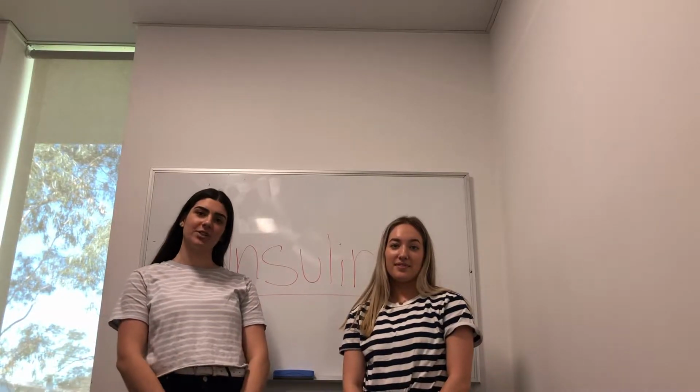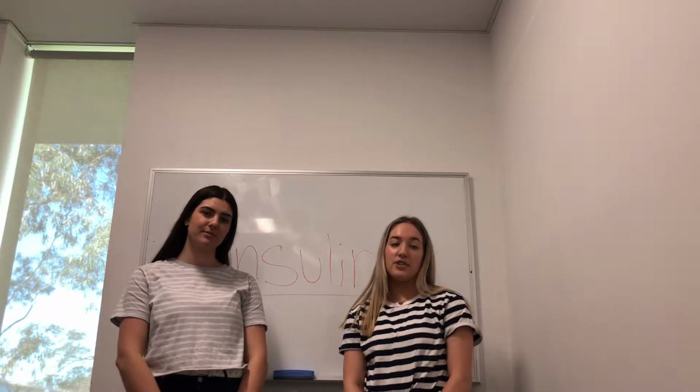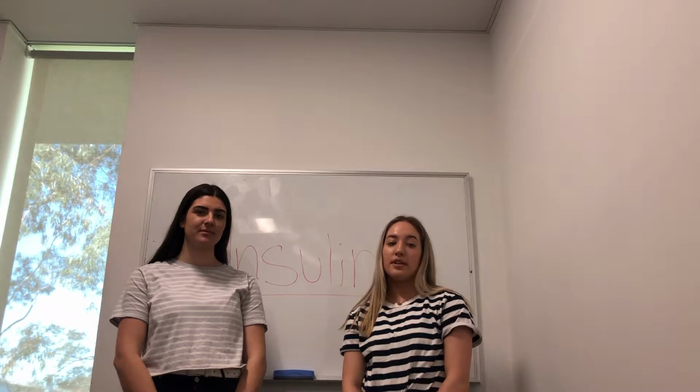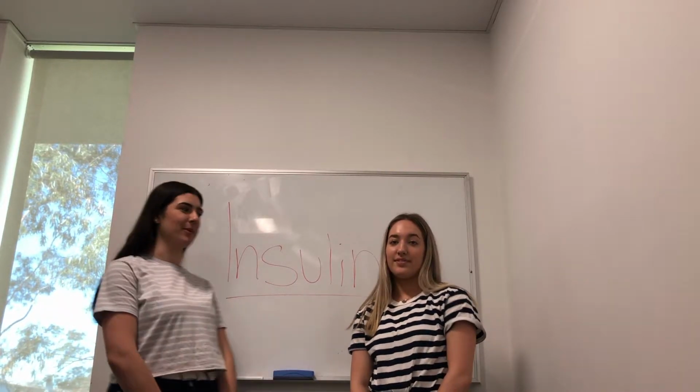In a normally functioning body, insulin is used to maintain blood glucose levels. Insulin is a hormone produced within the pancreas through cells known as beta cells. Here is Zoe to explain a bit more.